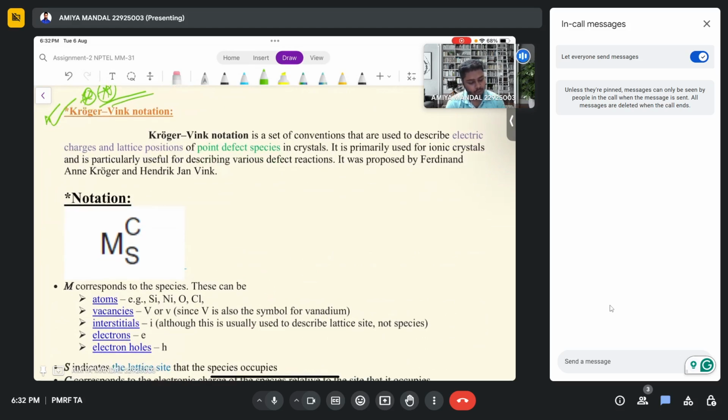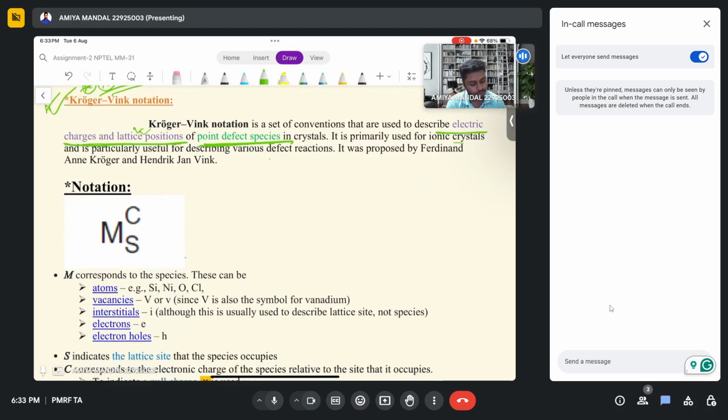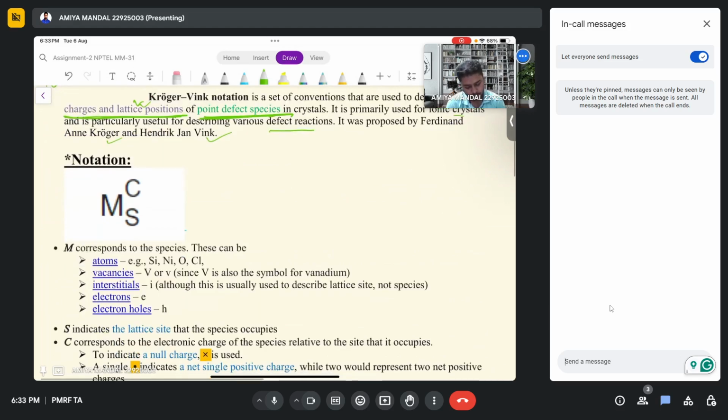Kroger-Vink notation is a set of conventions that are used to describe electric charges and lattice positions, very important, lattice positions of point defect species. This is mainly for point defect species in the crystal. It is primarily used for ionic crystals and is particularly useful for describing various defect reactions. It was proposed by Kroger and Vink. So this is very important. What is the notation of the Kroger-Vink expression?